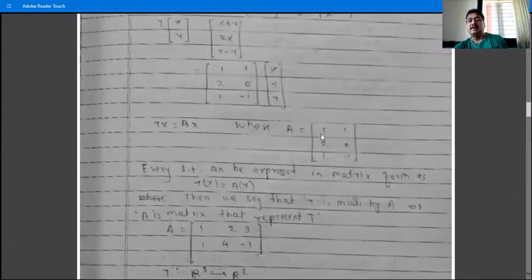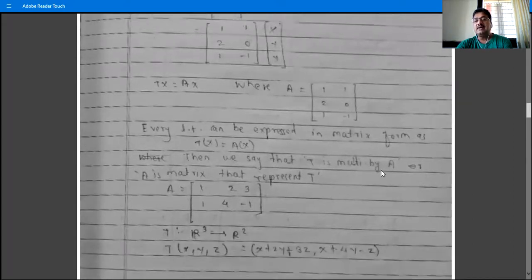And this is the matrix representation of the linear transformation, or we say that A is the standard matrix of T, or that T is multiplication by A, or A is the matrix that represents T. So if we are given the standard matrix, then we can write the definition. How can we write the definition of the linear transformation?